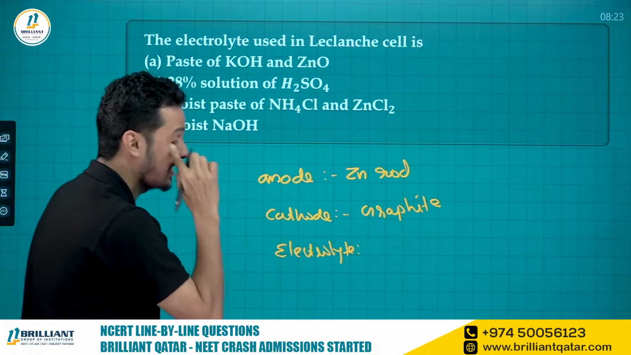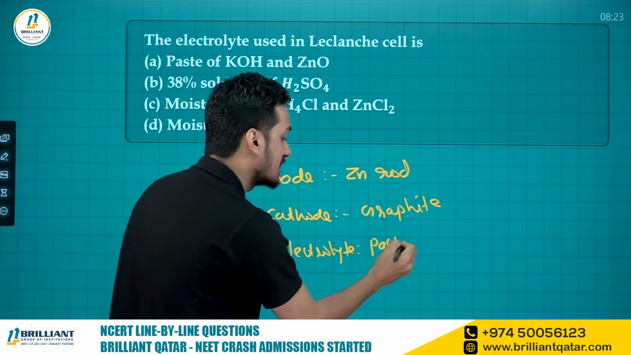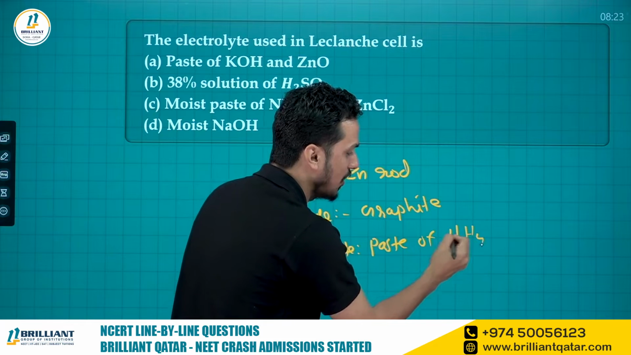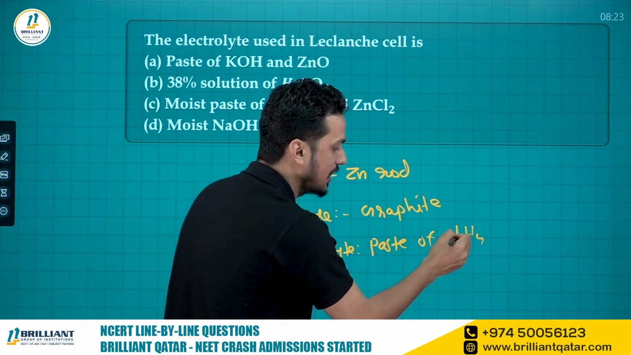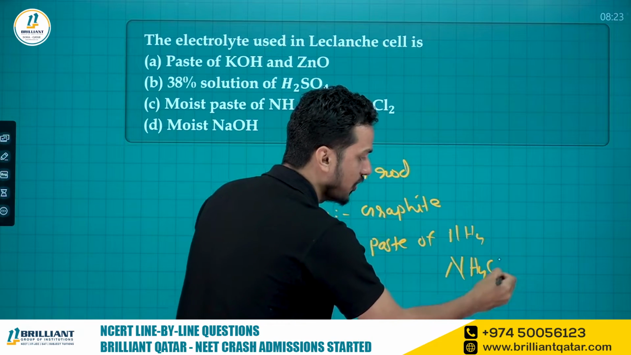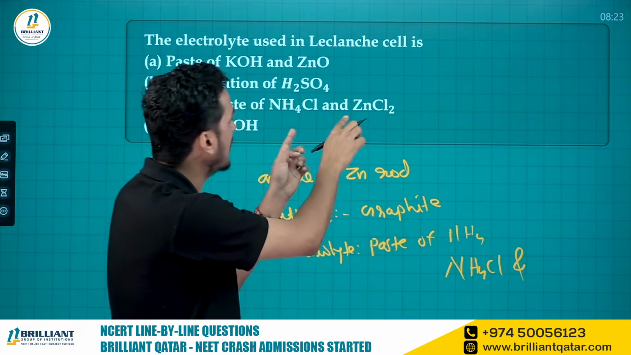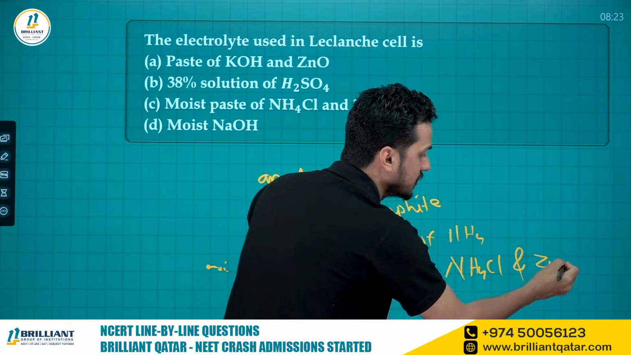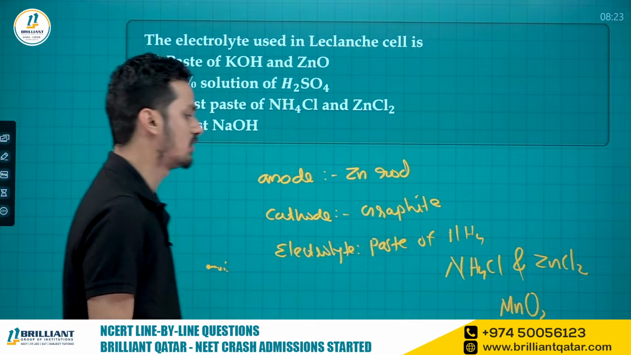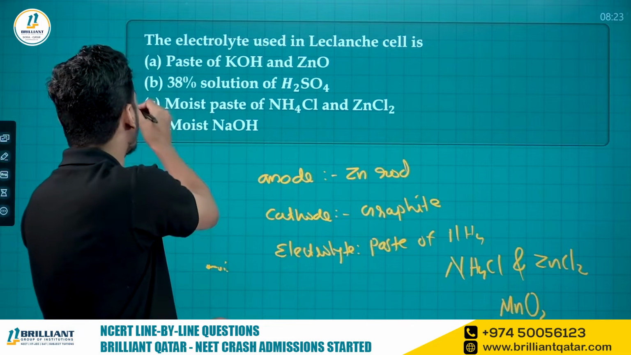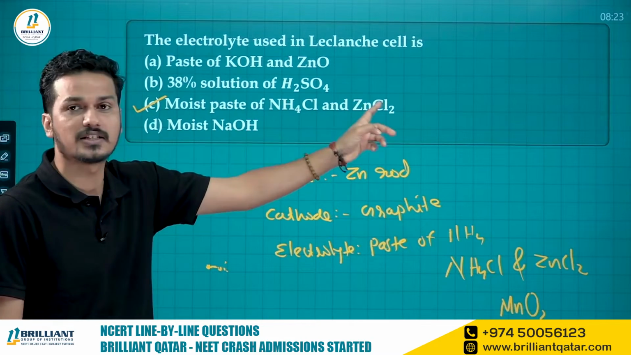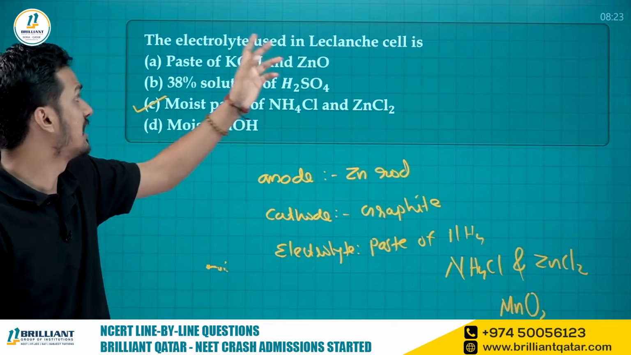And the electrolyte we are using is actually a paste of ammonium chloride, NH4Cl, and ZnCl2, along with manganese dioxide also. So the answer is: a moist paste of ammonium chloride and zinc chloride is used as the electrolyte.